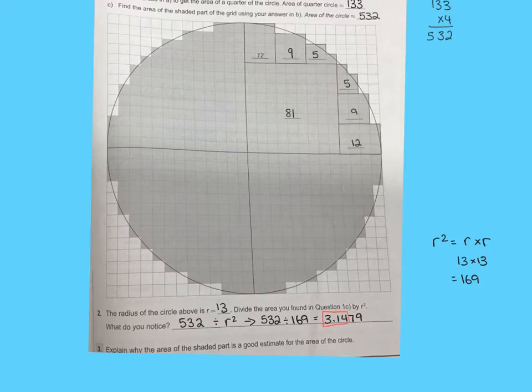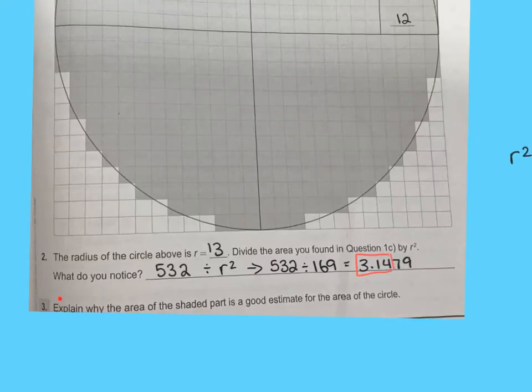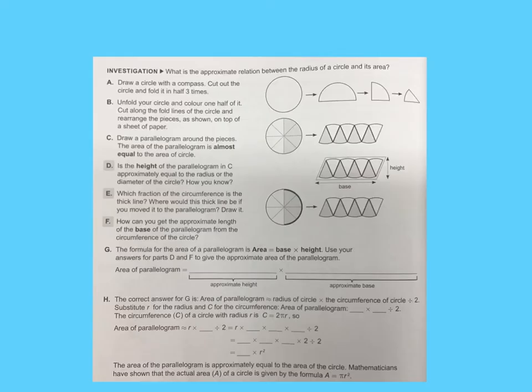The last question asks you to explain why the area of the shaded part is a good estimate for the area of the circle. You could talk about how even though some of the blocks are outside, they also didn't include some of the blocks on the inside, so it kind of evens out in the end.